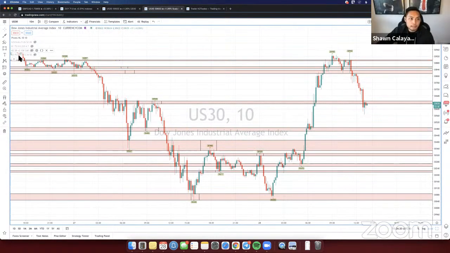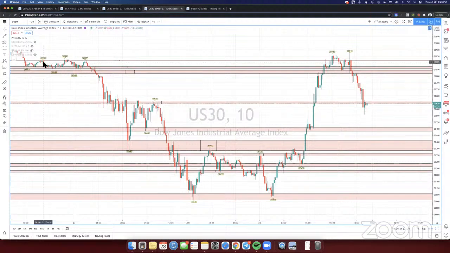Okay. So after you do that, you've drawn the zones. You go ahead and hide that indicator. The next thing you're going to do is turn on the pivots indicator, the K2 pivots indicator right here. So when you see that, oh, go ahead.